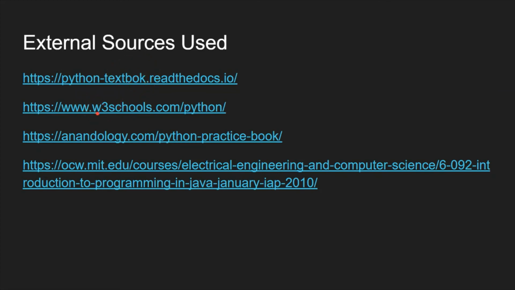This one, W3 Schools, is always a great resource if you want interactive help online. We use that for the inheritance section. I don't exactly remember what I used this for, but I did. I think for one of my examples, I based it off of this guy's website. And finally, the library problem is a problem from the Java course at MIT, but I've translated it into Python.